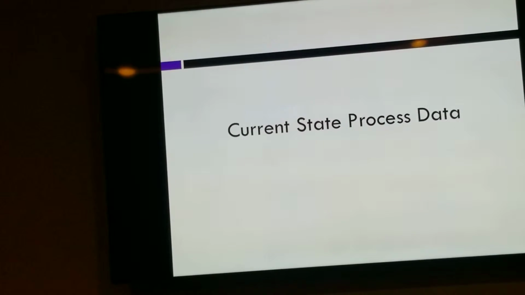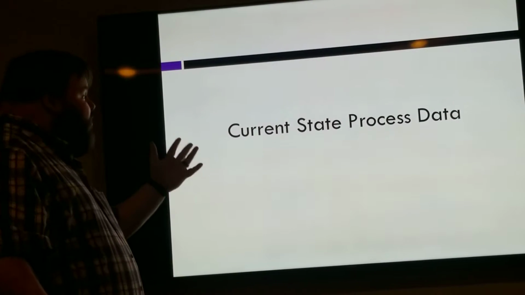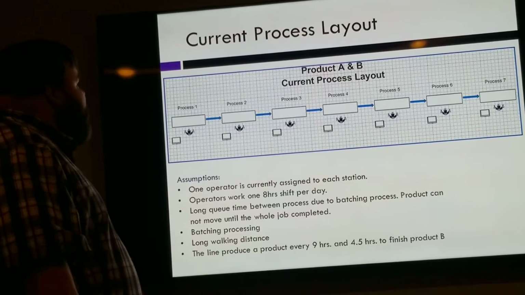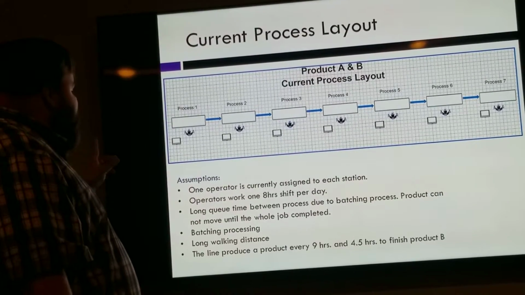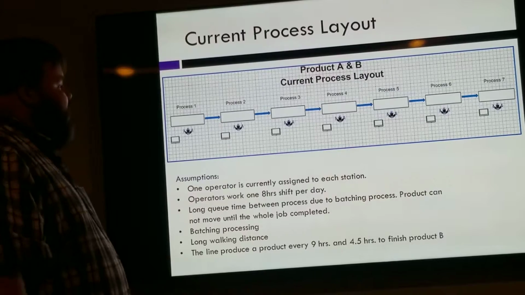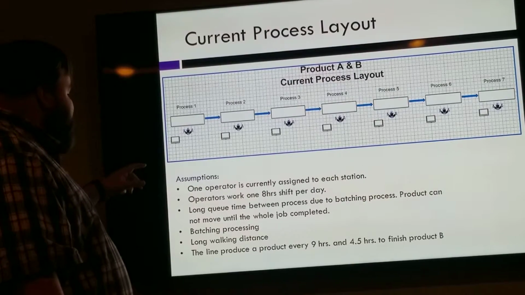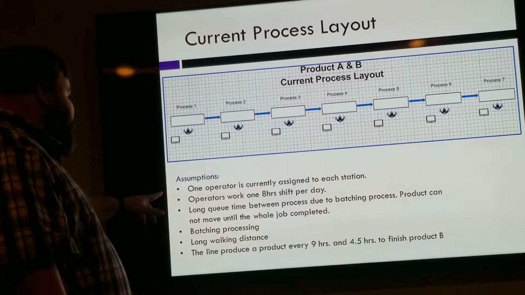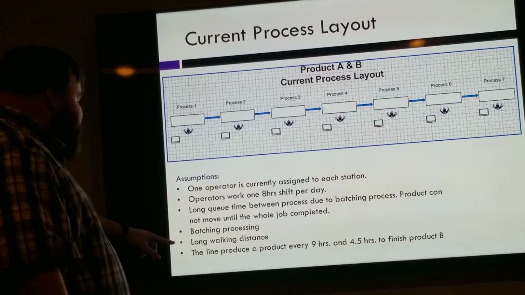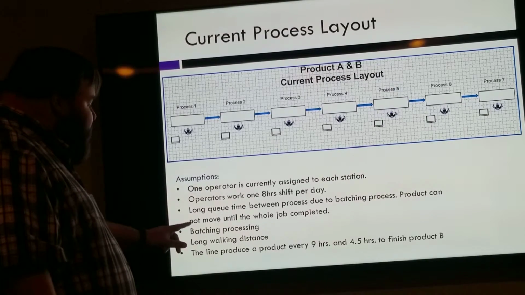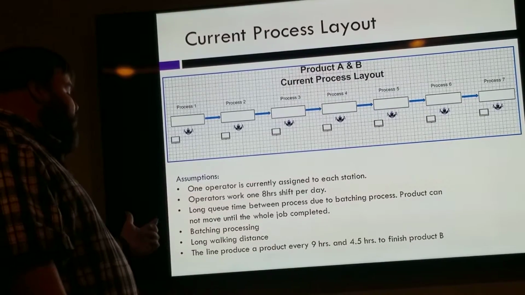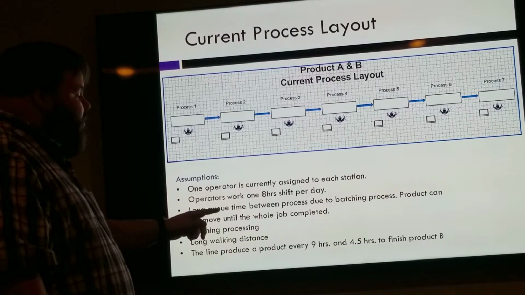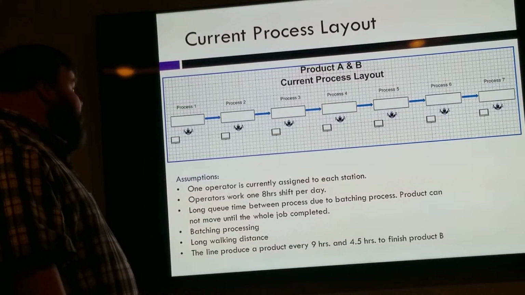Thank you, Chris. So we're going to discuss the current process data. Our current process layout is a straight line with 7 workers. The assumptions are listed here. There are 8 hours in a day. The line produces a product every 9 hours for product A. For product B, it takes 4.5 hours to finish.